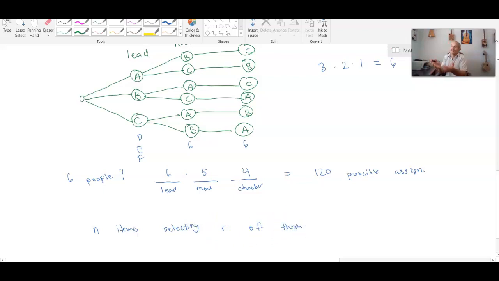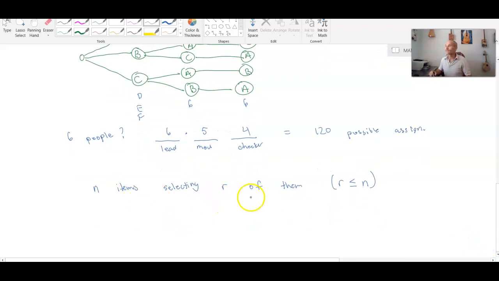Okay, well, first of all, if there are n items, you can't pick more than n items, so we have to give this stipulation that R has to be at most n. You could select all n of them, you just can't select n plus 1 of them because there are only n individuals. So this is a stipulation that we have to place on that. So n items selecting R of them, according to this product rule, would say that there are n ways to fill the first role. There are n minus 1 ways to fill the second role. There are n minus 2 ways to fill the third role, etc.